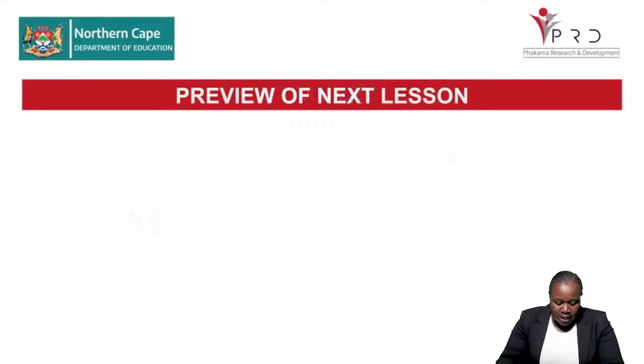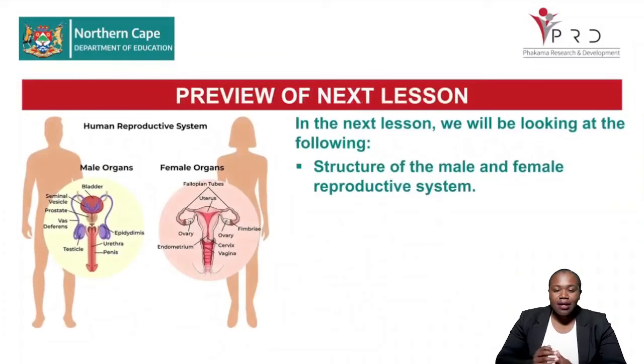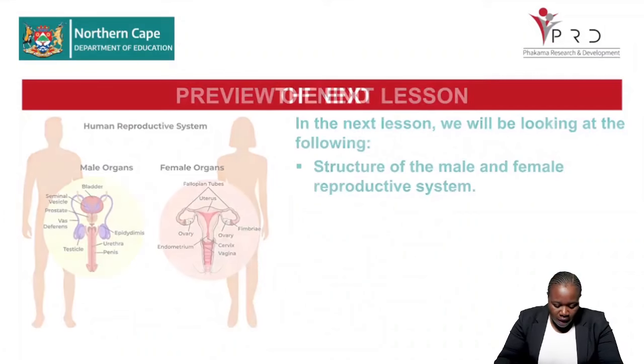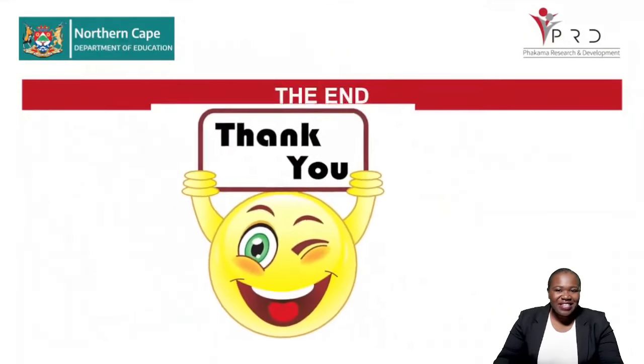All right. In our next lesson, we will be looking at the structure of the male and the female reproductive system. Here we'll be looking at the structure and functions of these parts. We're just going to look at how the different parts of the male reproductive system function, how the parts of the female reproductive system functions. And then from there, we will then be able to go further into looking at the process of reproduction in humans. All right, we have come to the end of our lesson for today.